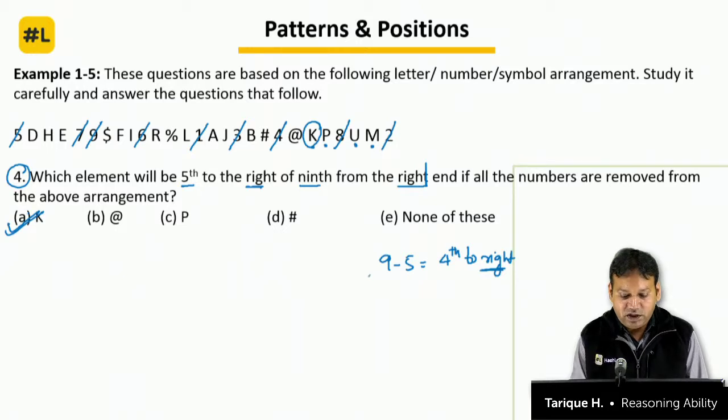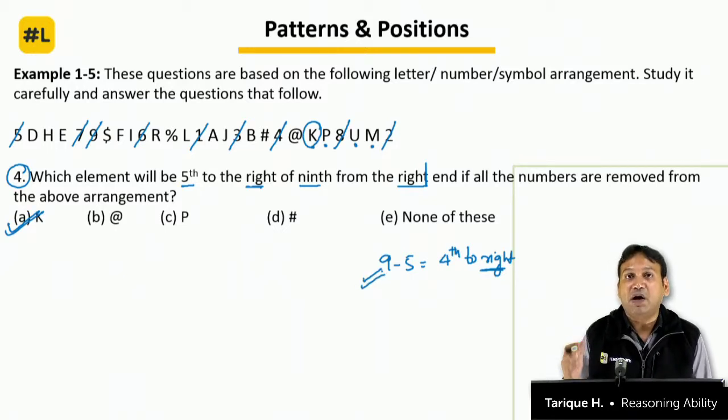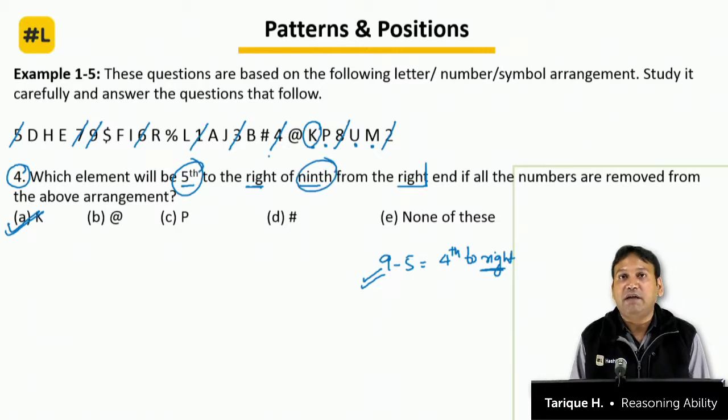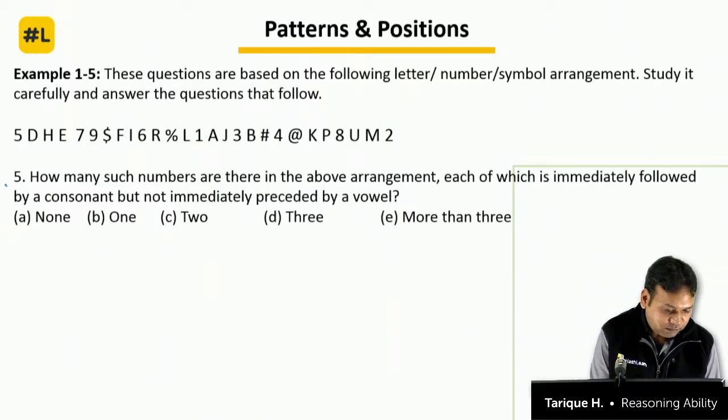That's the benefit of understanding how we count. Right to right means we count from right, and since it's right to right we subtract 9 minus 5, fifth to the right of the ninth from the right. So 9 minus 5 is fourth to the right. What we should do also is remove the numbers. If all the numbers are removed from the above arrangement. Let's go to the fifth question.